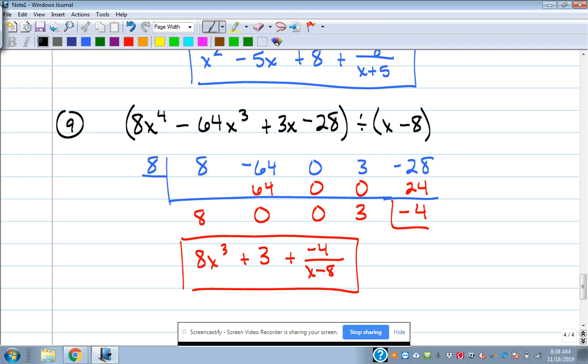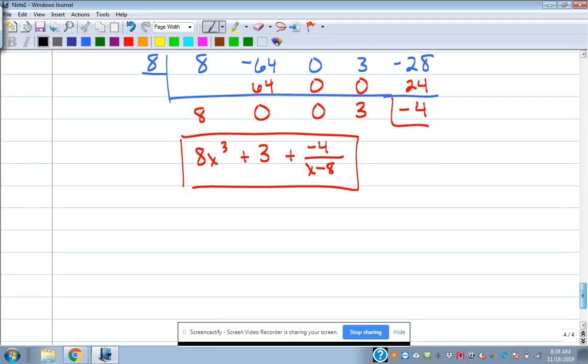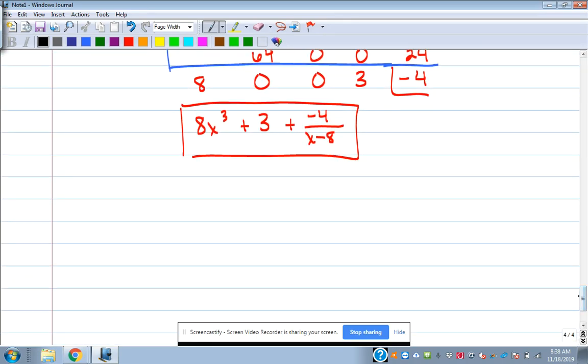Like you won't get the correct remainder. Your quotient will be messed up too. All right, let's do one more. Sure, we'll do another one.